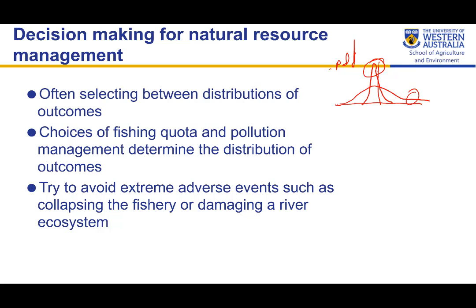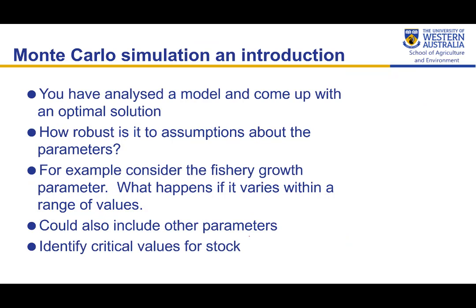Choice of things like fishing quota and pollution management determines the distribution of outcomes. So this is an important point, in that if we decide on something like a fishing quota, then that's going to determine the profitability of the fishery, but it's also going to determine how sustainable and how resilient the fishery is. And an important thing in fisheries management and in environmental management is avoiding extreme events such as collapsing a fishery or permanently damaging a river ecosystem.